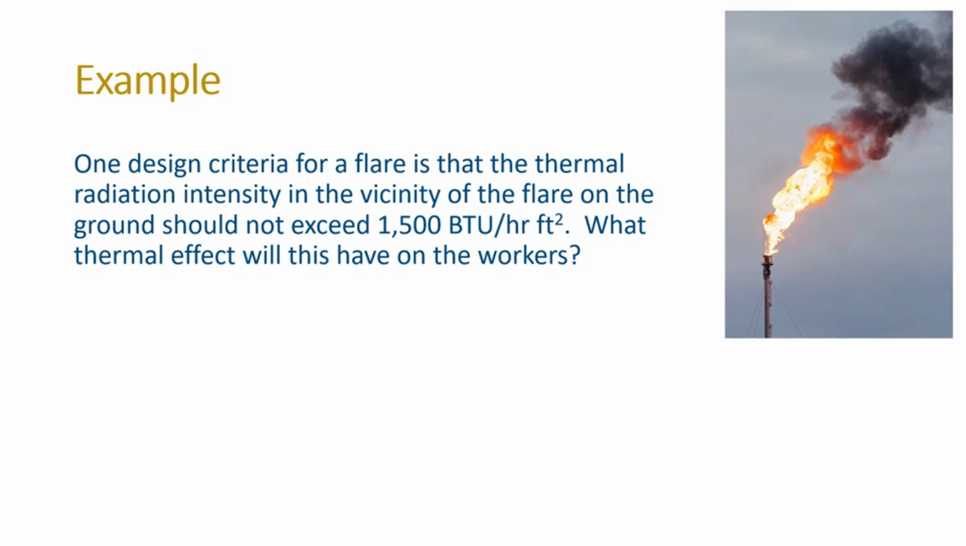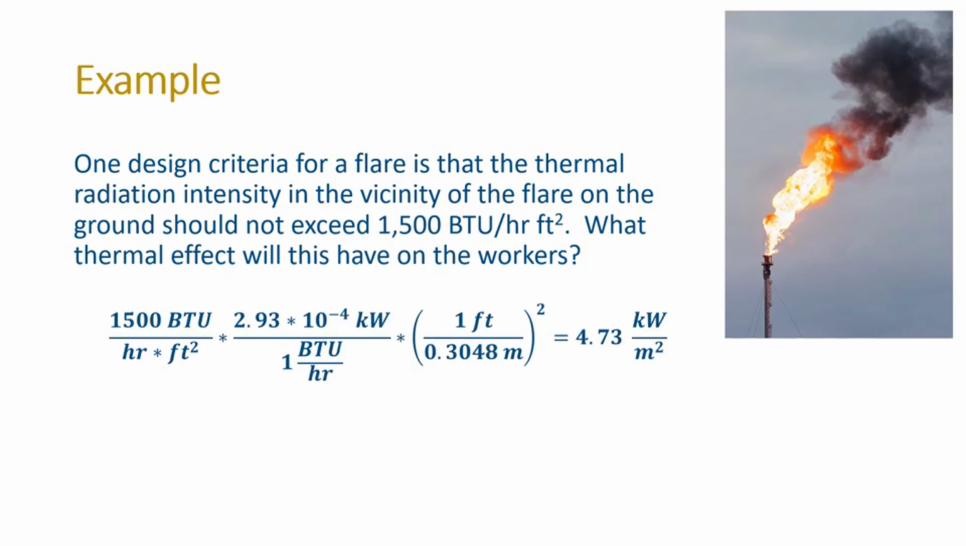So previously we looked at thermal radiation intensity in kilowatts per square meter. So we could convert this 1,500 BTU per hour square foot to kilowatts per square meter. So we can do some unit conversions. The first here would be our conversion from BTU per hour to another energy unit, which would be kilowatts. So we see the unit conversion here. We also then need to convert from square feet to square meters, and we see that 1,500 BTU per hour square foot is equivalent to 4.73 kilowatts per square meter.